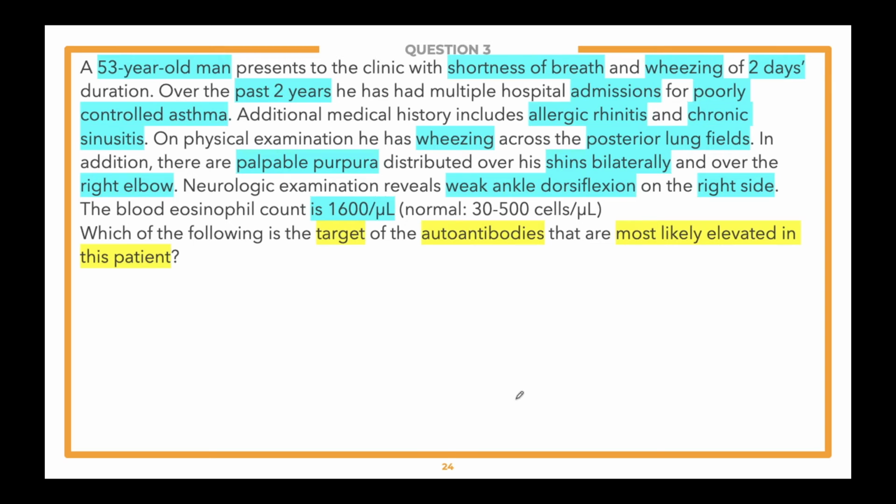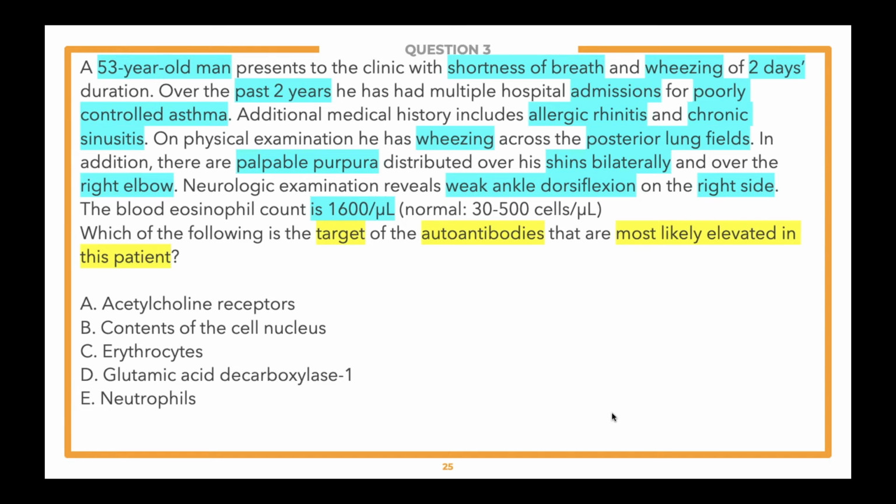So let's take a look at the answer choices. Once again, we're going to start at the bottom and work our way up to the top. E, neutrophils. D, glutamic acid decarboxylase 1. C, erythrocytes. B, contents of the cell nucleus. And A, acetylcholine receptors.